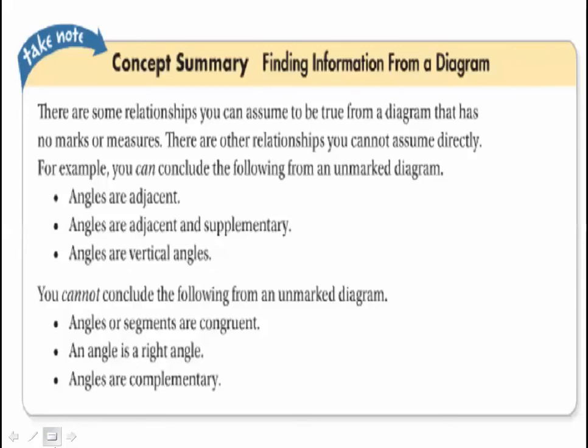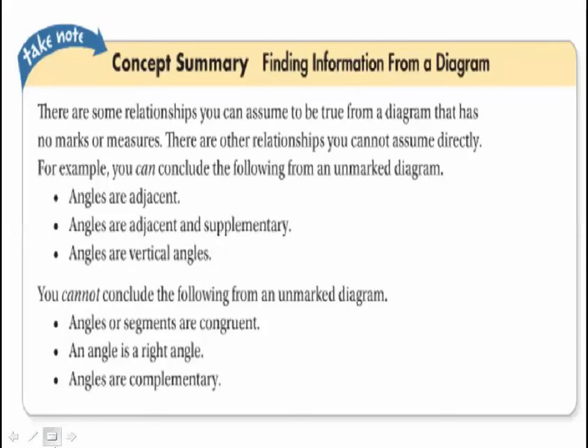We can also assume that angles are supplementary. In other words, if they're next to each other and they look like they form a straight line, then they do actually make a straight line and they're 180 degrees. We could assume that angles are vertical angles.